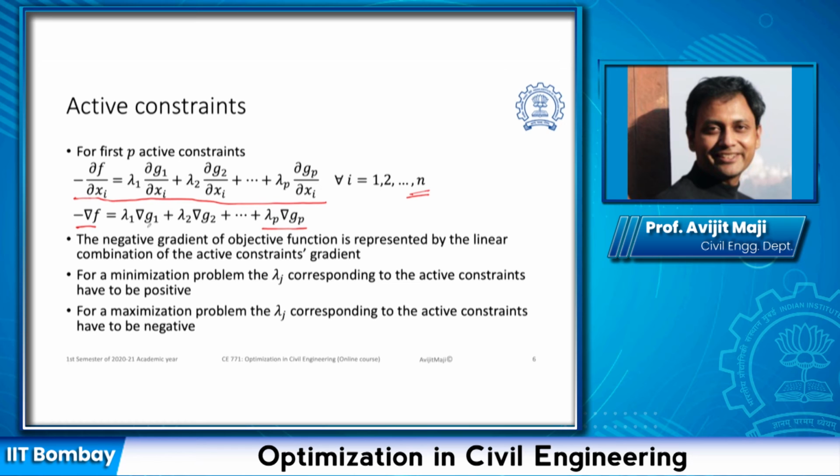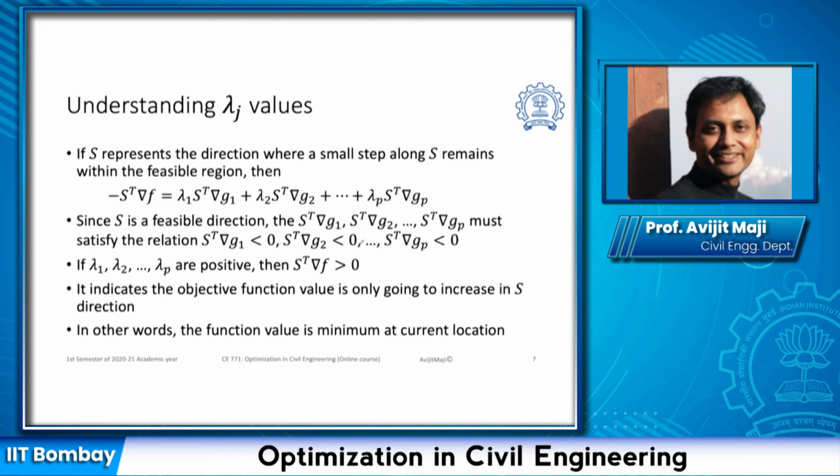Now in this we'll see that for a minimization problem, the lambdas corresponding to the active constraints are going to be positive. Similarly, for the maximization problem, we'll see that the lambda j corresponding to the active constraints are going to be negative. For this, we need to understand the lambda values in this equation. So let us look into that aspect.